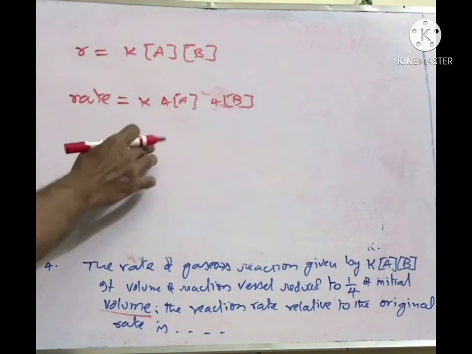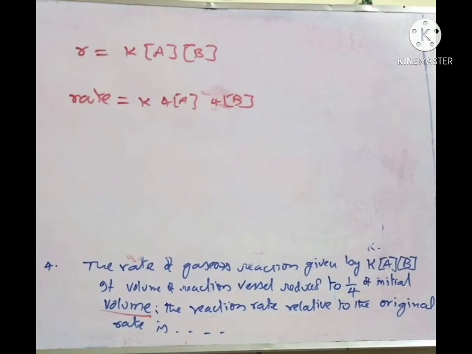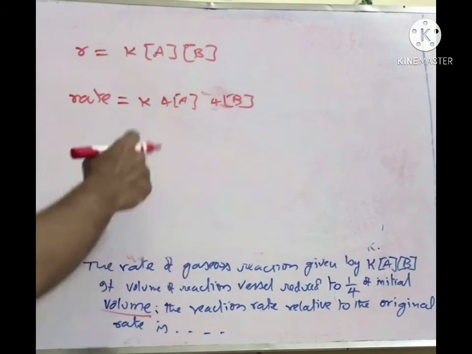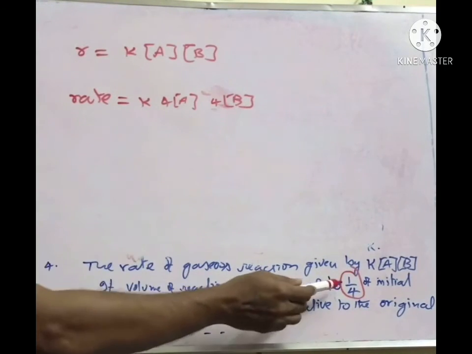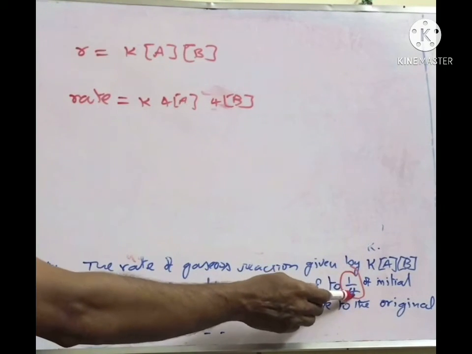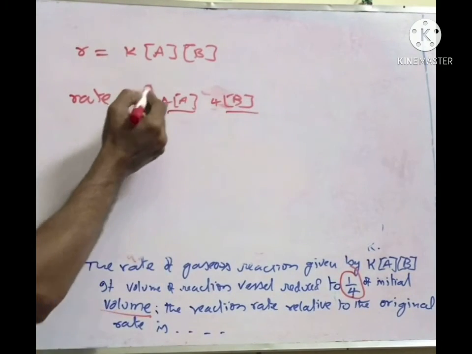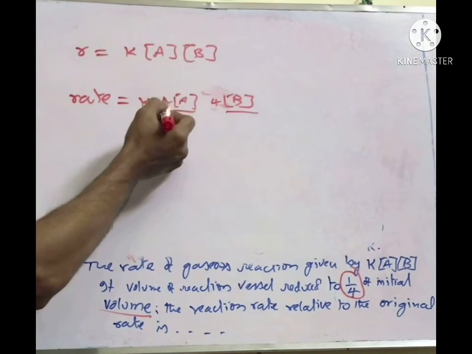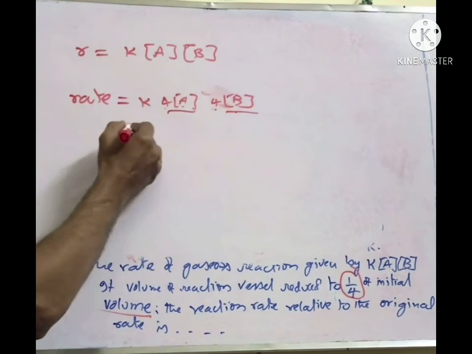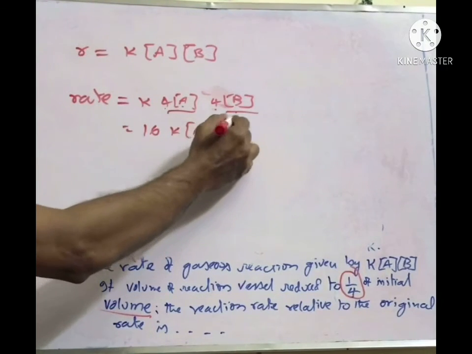As we have seen, with moles per liter, when the volume is down, the rate is inversely proportional to the volume. So if the volume is higher, the rate will be lesser. If the volume is lesser, the rate will be higher. So if the initial volume is reduced to 1 by 4th, the 4 times will go and multiply here. So 4 times the concentrations will be increased. So 4 times A, because the reaction rate depends upon both concentrations of A and B. So 4 times A, 4 times B, that equals 16 times K into A into B.